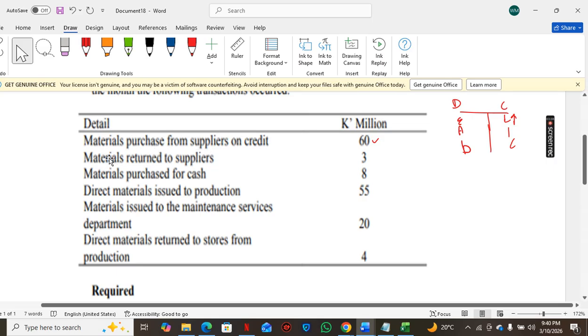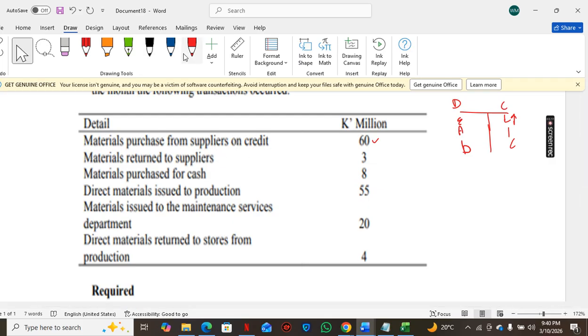Okay, we've got materials returned to suppliers. Okay, so here, from the store's account, it's going back to the supplier. So it means the store's account is dropping. Okay, so the store's account is like an asset account. Reduction in an asset, you credit. Since assets increase with the debit, so reduction is a credit. Since the inventory or the material is moving out of our stores. Okay, so you credit store's account.